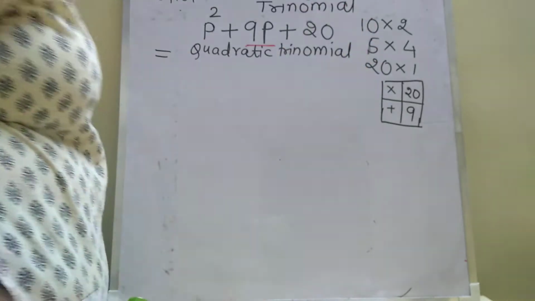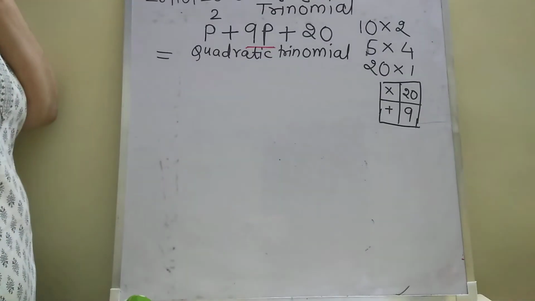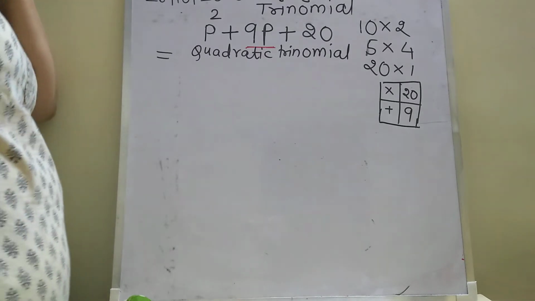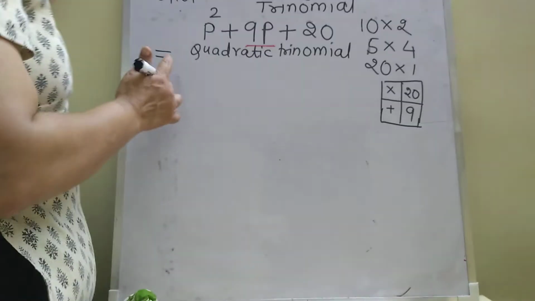You are going to find the factors of this. You already got the factors. Out of those, search for the factors which will give the addition 9. Why addition? Because everything is plus, so I want both the factors to be plus only. So 5 and 4.